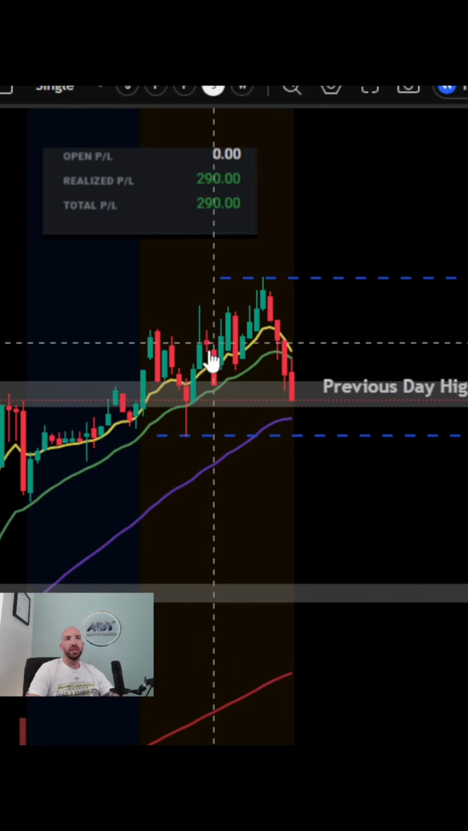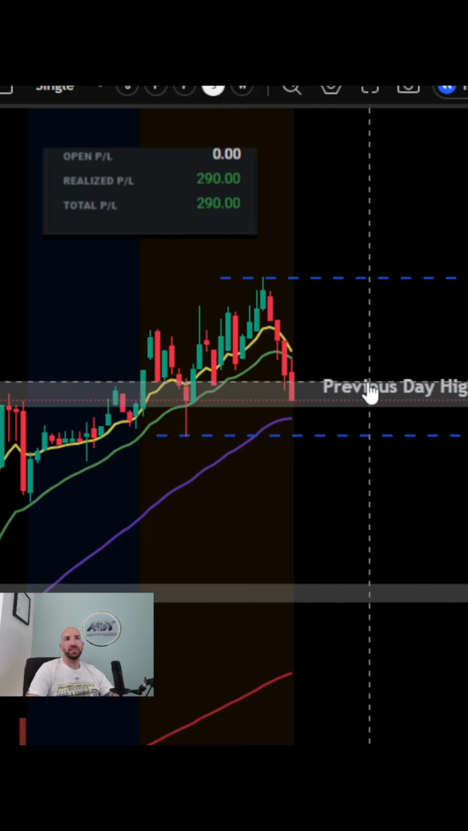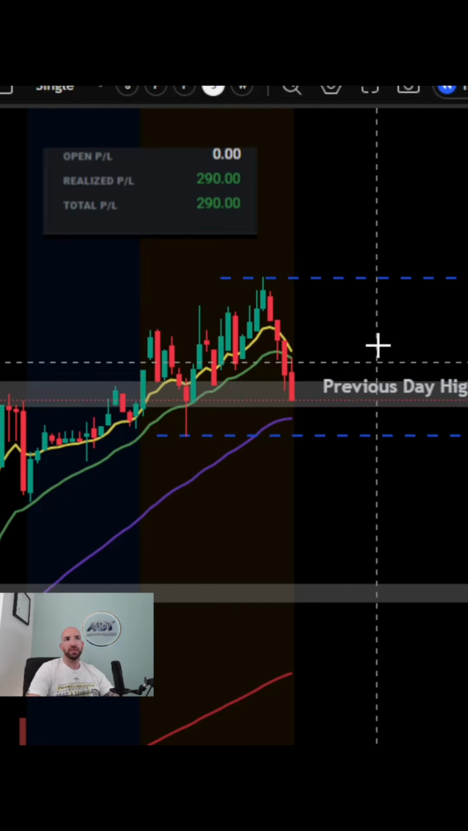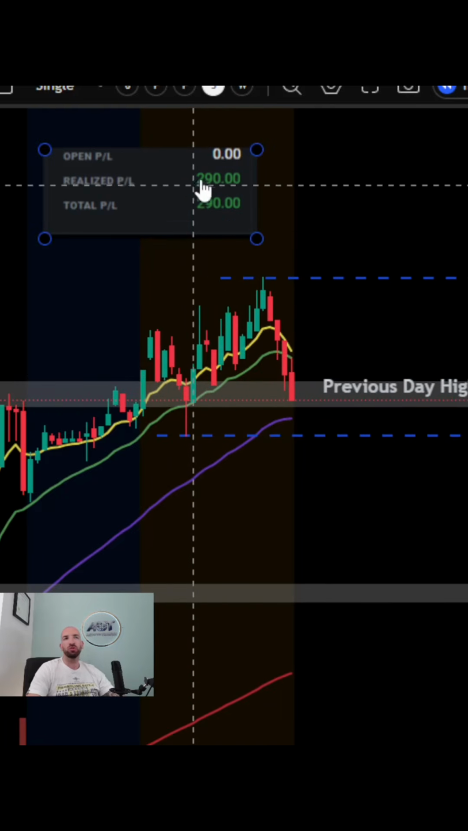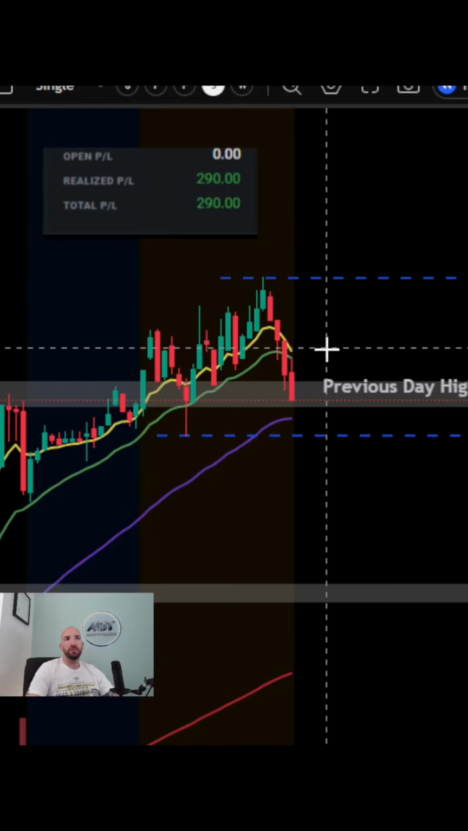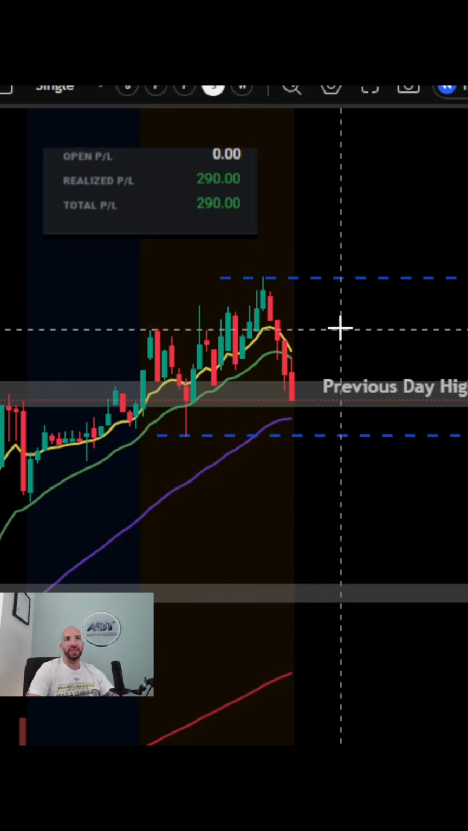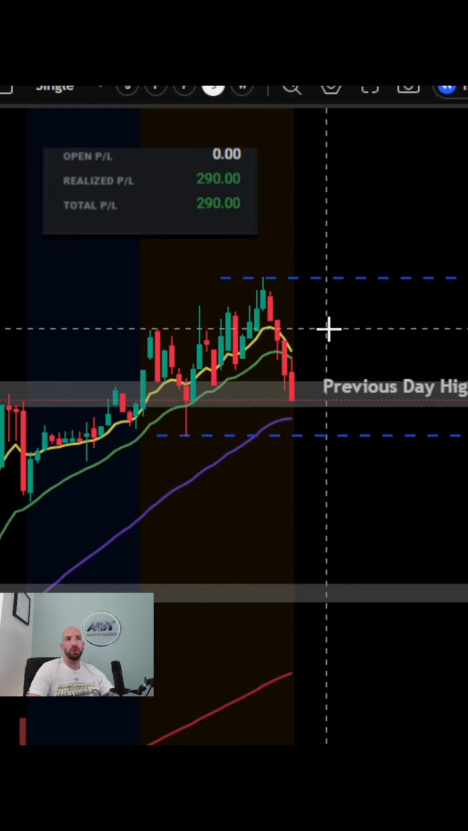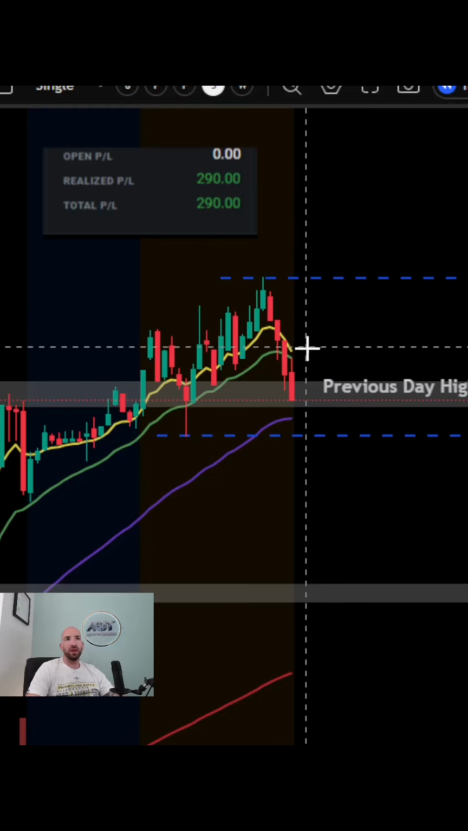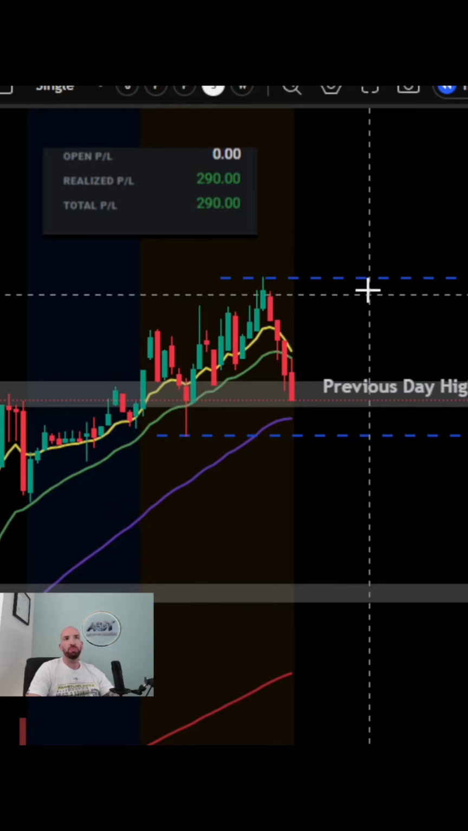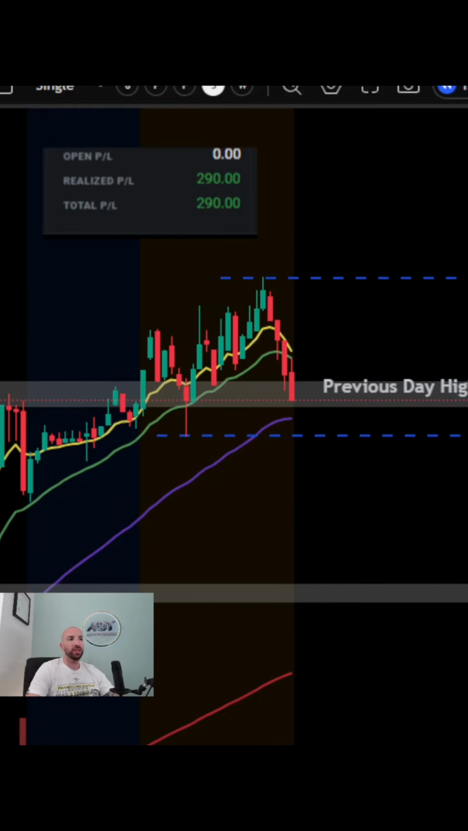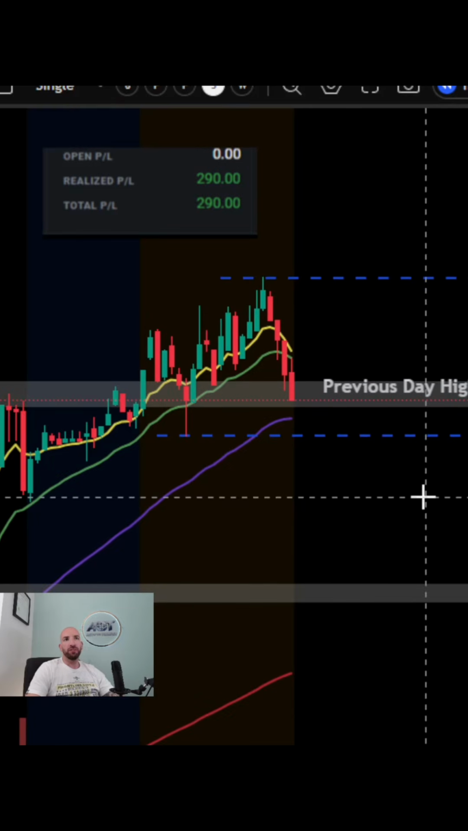So I knew that as long as we stayed above previous day high, I'm going to be long bias. Okay. And that's exactly what happened today. We printed almost $300 in under 30 minutes by simply identifying exactly where we are in the chart. So what I want to see before I get long is, do we hold previous day high and do we break above pre-market high? Okay, so when we came in here today, we were watching the 15-minute candles.